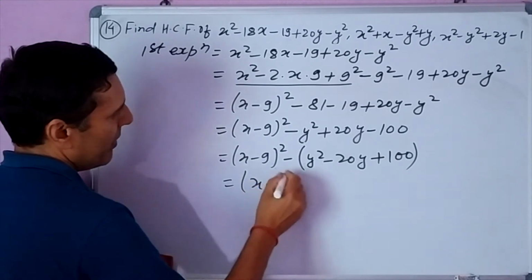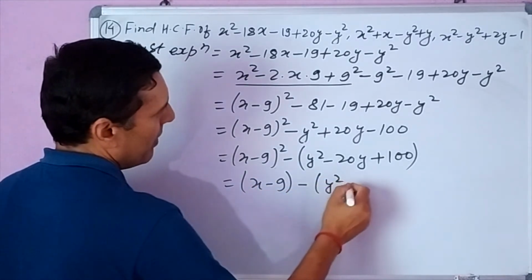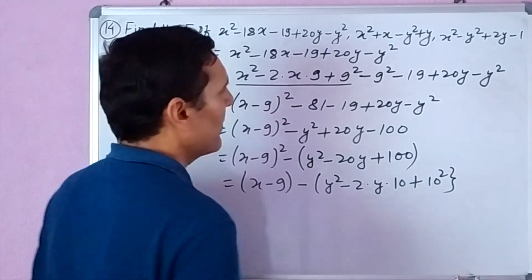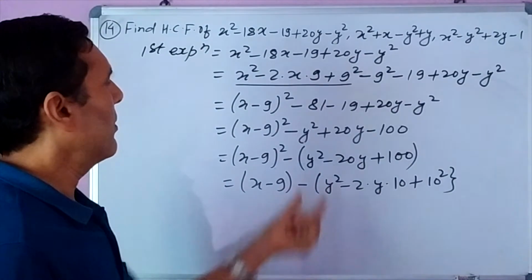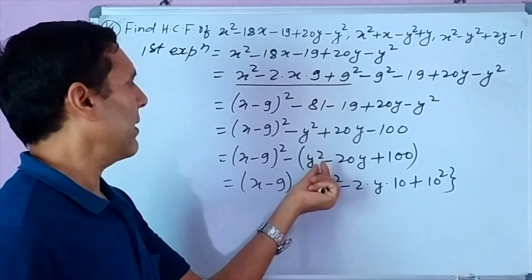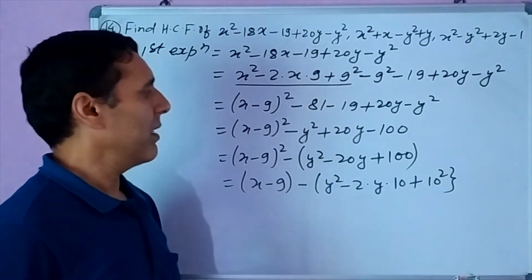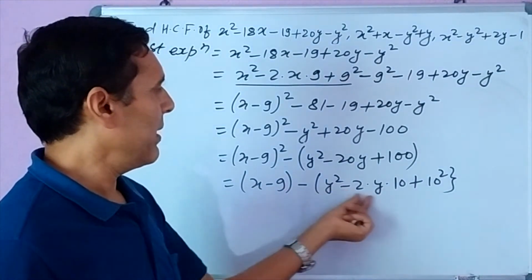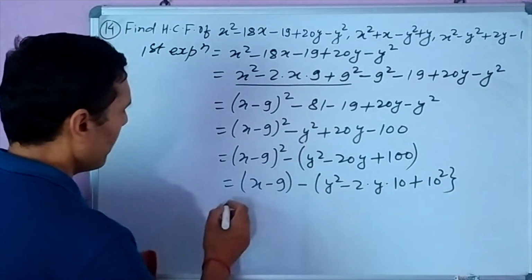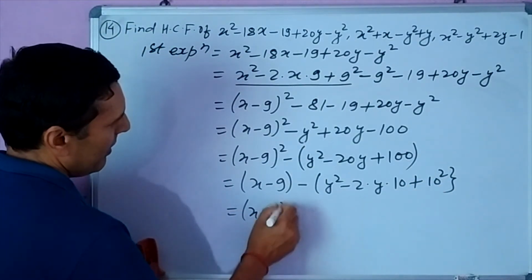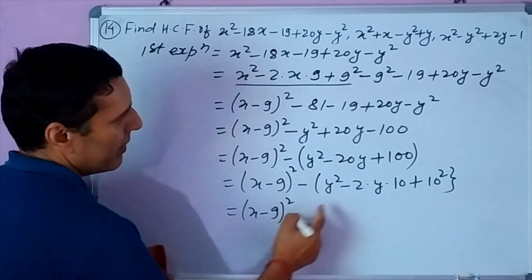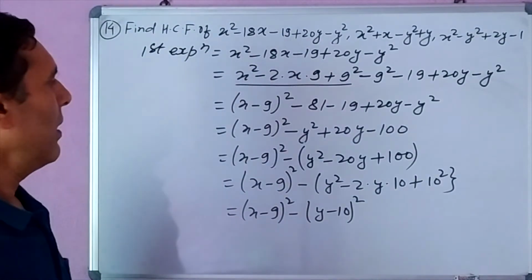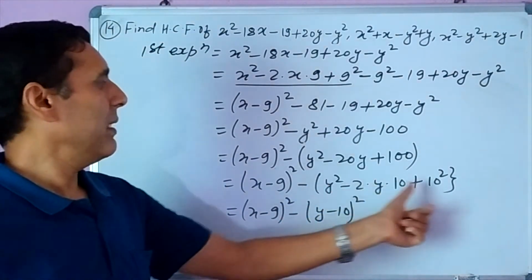To understand it in a better way, we can write a square minus 2ab plus b square. We got 10 square is 100. So this structure in the second bracket, y square minus 20y plus 100, is completing the square, as it is in the form of a square minus 2ab plus b square. So x minus 9 whole square here, and minus which square is this? y minus 10 square. a is y, b is 10.